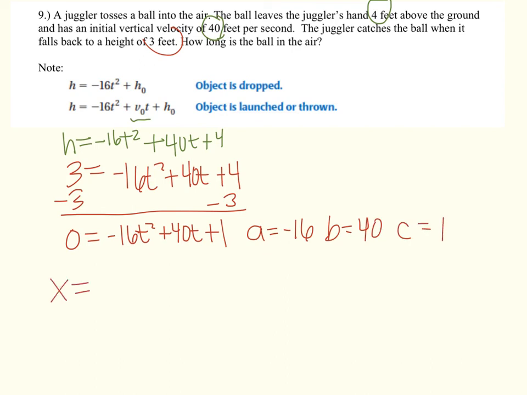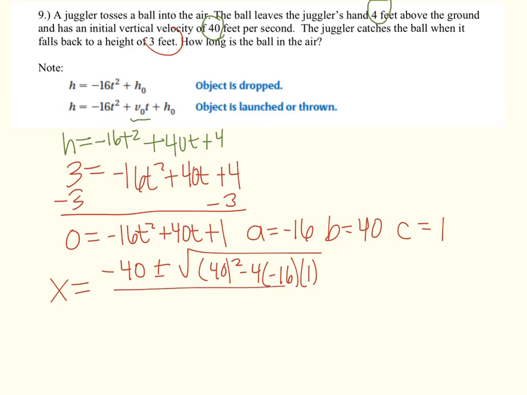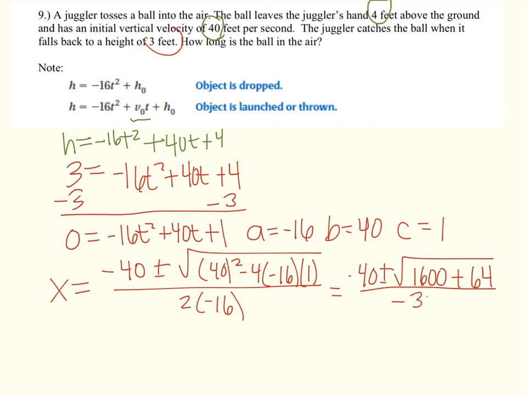So we apply the quadratic formula. The opposite of B would be negative 40, plus or minus the square root of 40 squared, minus 4 times A times C, all divided by 2 times the A value. So negative 40 plus or minus the square root. Well, 4 times 4 is 16, and then 2 zeros behind it. Plus, negative 4 times negative 16 gives us the plus sign, and 4 times 16 is 64, over negative 32.